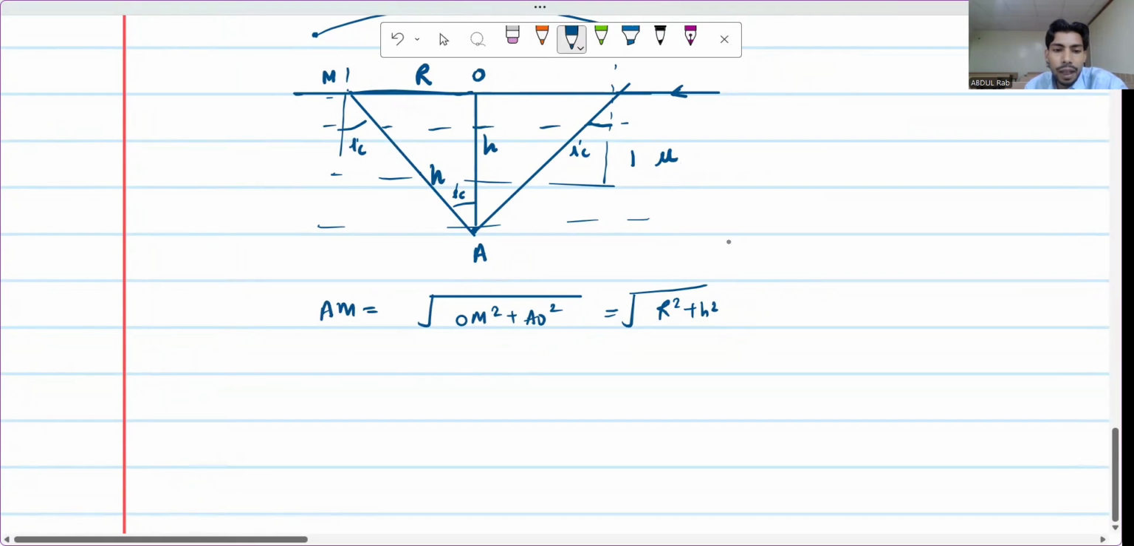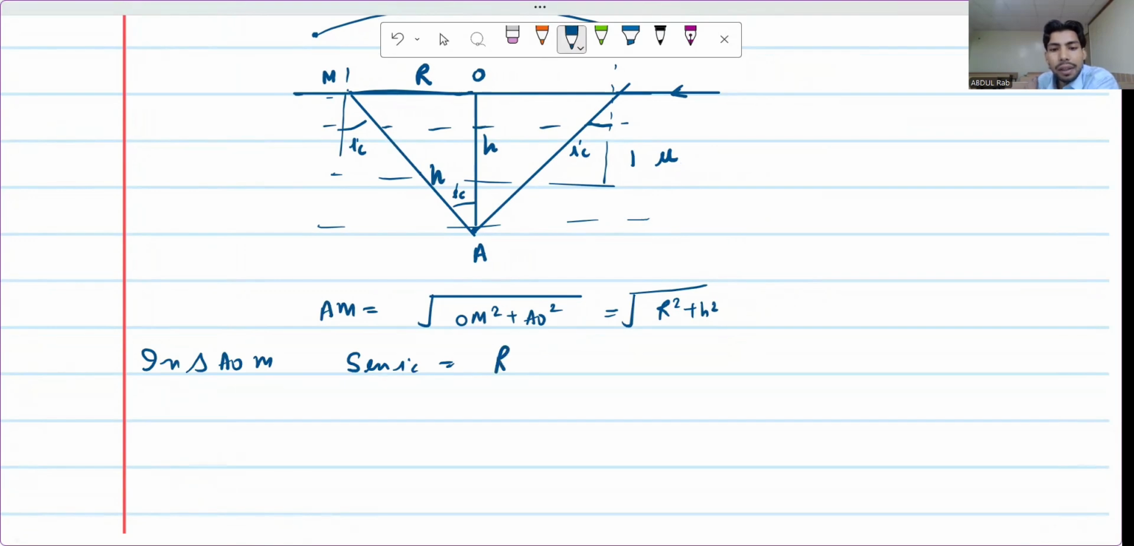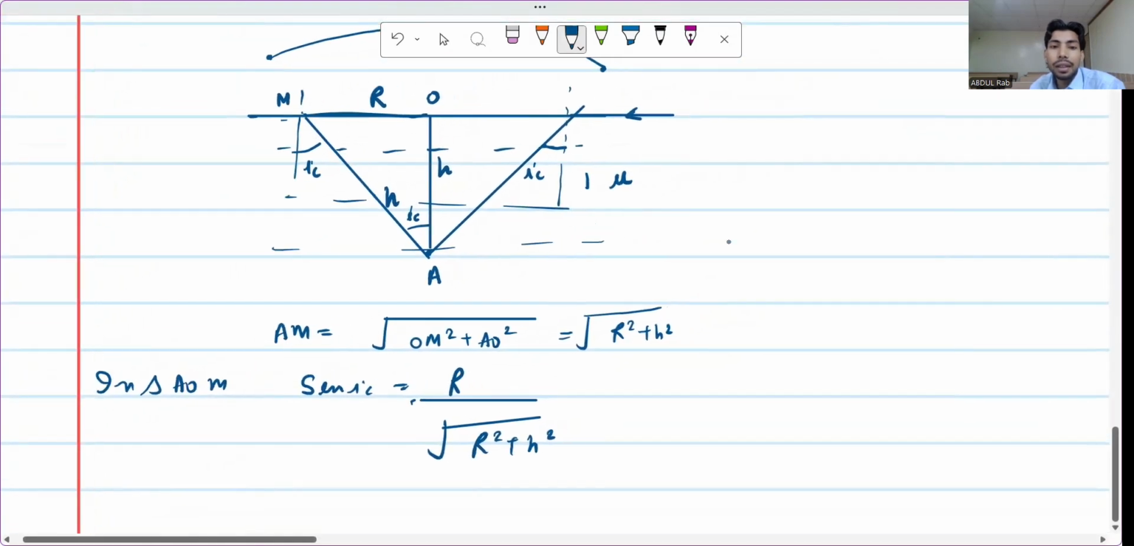Now, why am I evaluating this AM, you will come to know soon. If you apply sine in triangle AOM, can you tell me what the value of sine IC is? Of course, perpendicular by hypotenuse. The perpendicular is R, and the hypotenuse in this triangle is AM, which you have already calculated as root over R square plus H square. Why did I calculate sine IC? Now I will tell you.